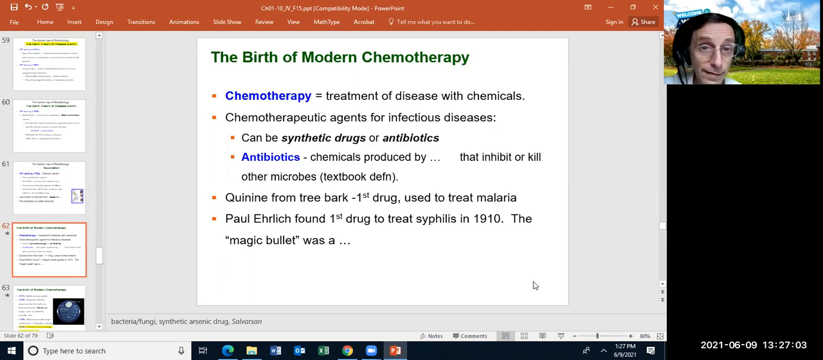All right. The first chemotherapeutic agent that was available to treat a disease was quinine from the bark of the cinchona tree. And it was the first drug available to Europeans, and it was used to treat malaria. Anyone want to guess when the first drug was available to treat malaria? We'll say what time frame, like late 1900s, early 1900s, early 1800s, something like that.